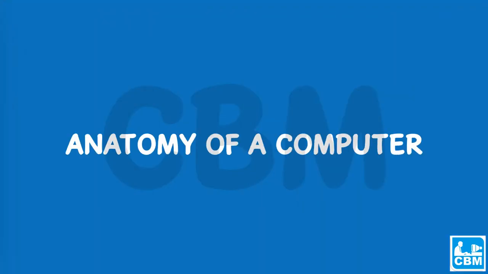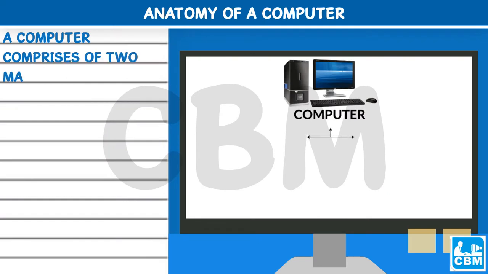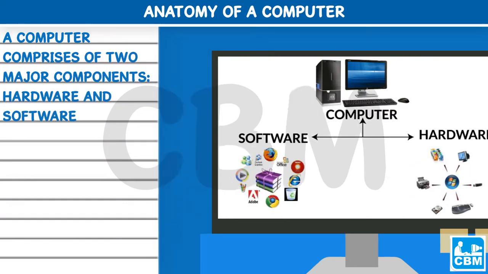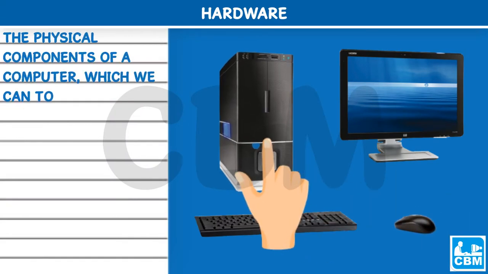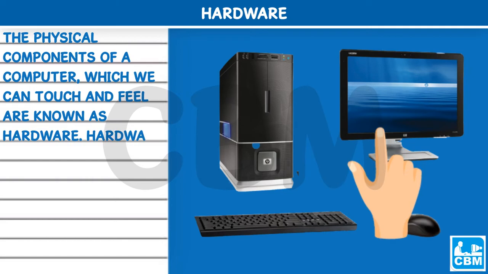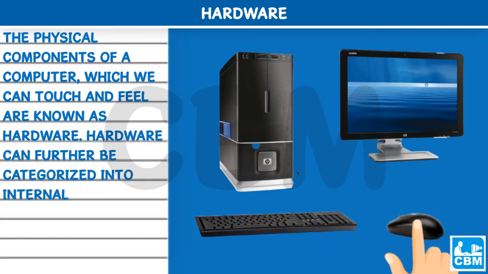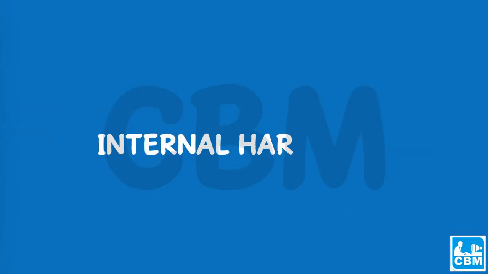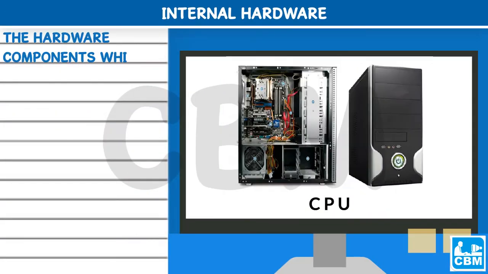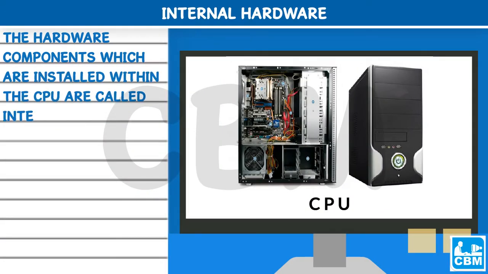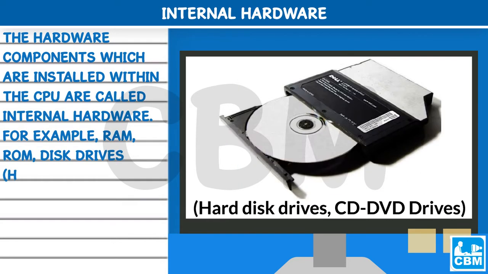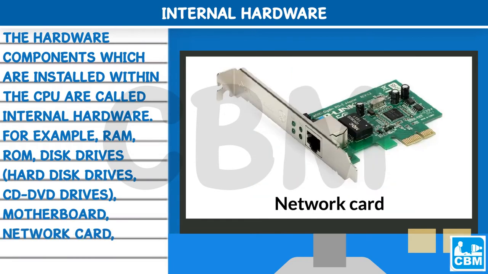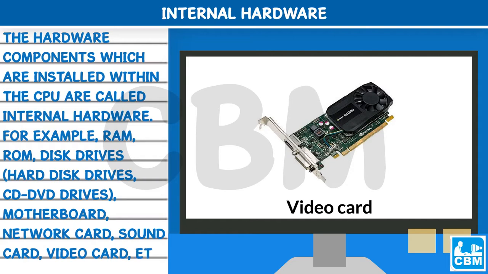Anatomy of a computer. A computer comprises two major components, hardware and software. Hardware. The physical components of a computer, which we can touch and feel, are known as hardware. Hardware can further be categorized into internal and external hardware. Internal hardware. The hardware components which are installed within the CPU are called internal hardware. For example, RAM, ROM, disk drives, hard disk drives, CD/DVD drives, motherboard, network card, sound card, video card, etc.